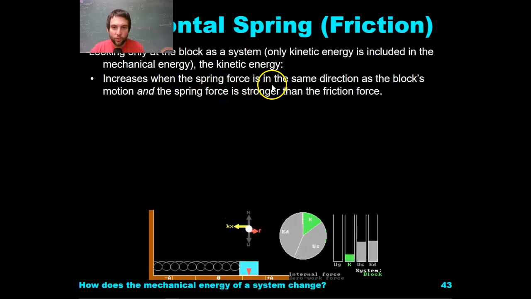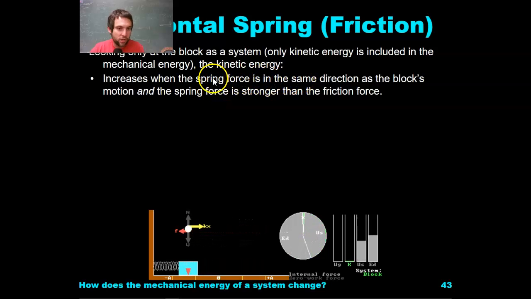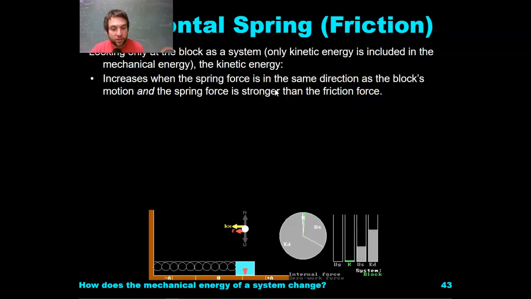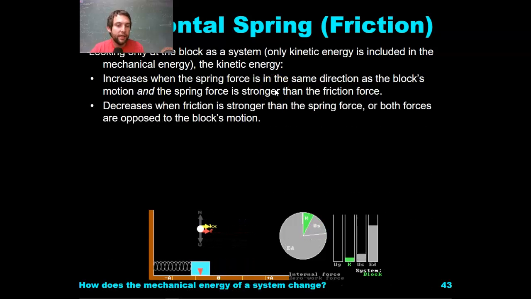Kinetic energy increases when the spring force is in the same direction as the block's motion, and the spring force is stronger than the frictional force. Kinetic energy is going to decrease when friction is stronger than the spring force, or both forces are opposed to the block's motion.